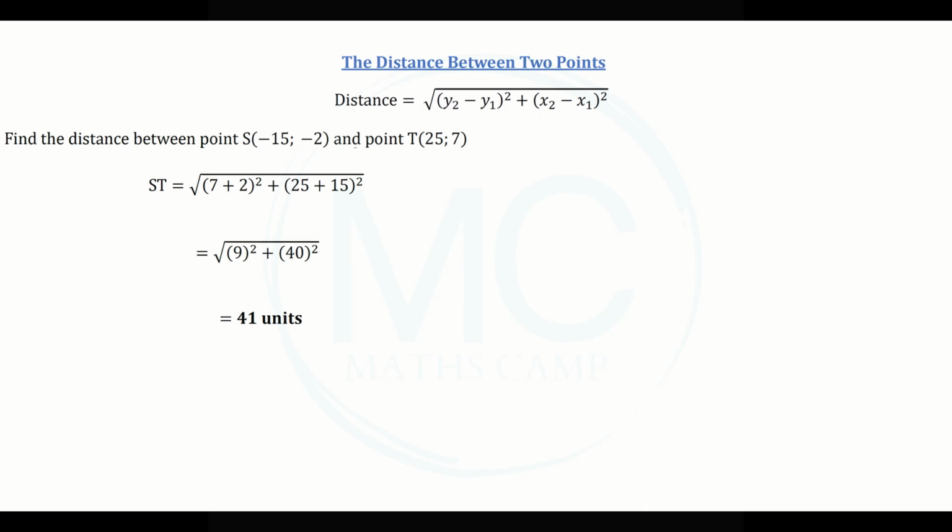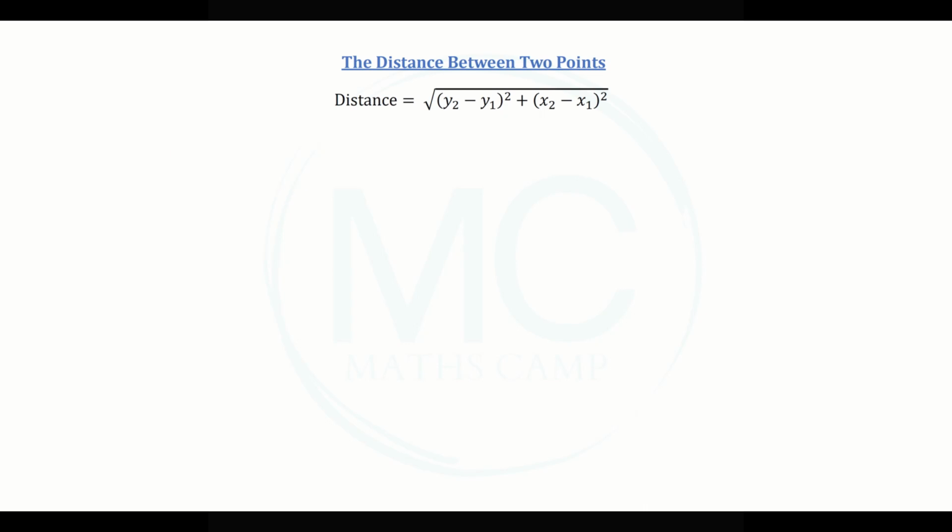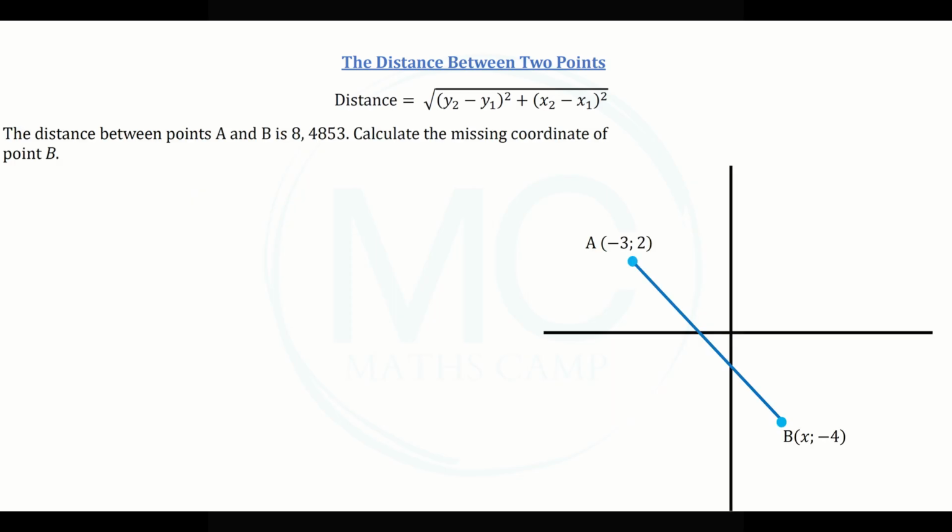We can also use this formula to find the unknown coordinate of a given point, as long as we know the distance between 2 points. Let's look at some examples of how we do this. The distance between points A and B is 8,4853 units. Calculate the missing coordinate of point B.